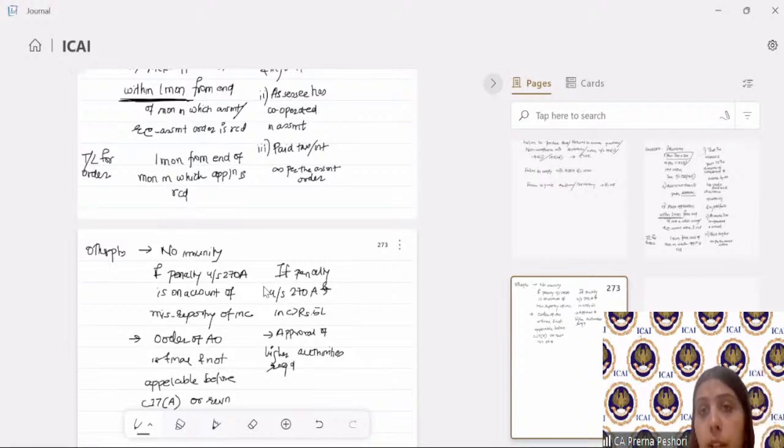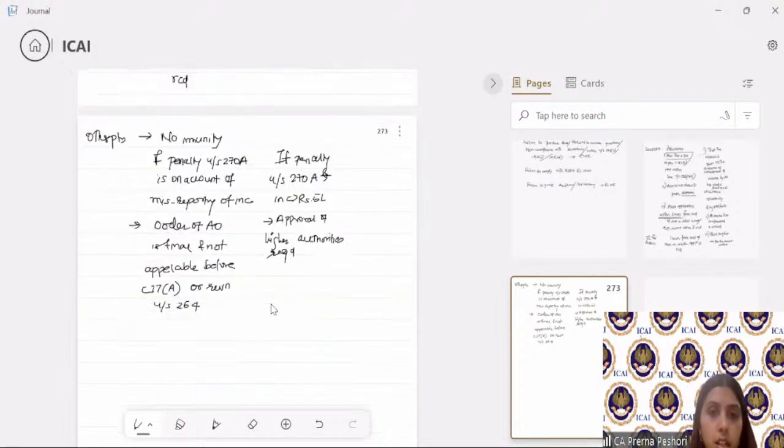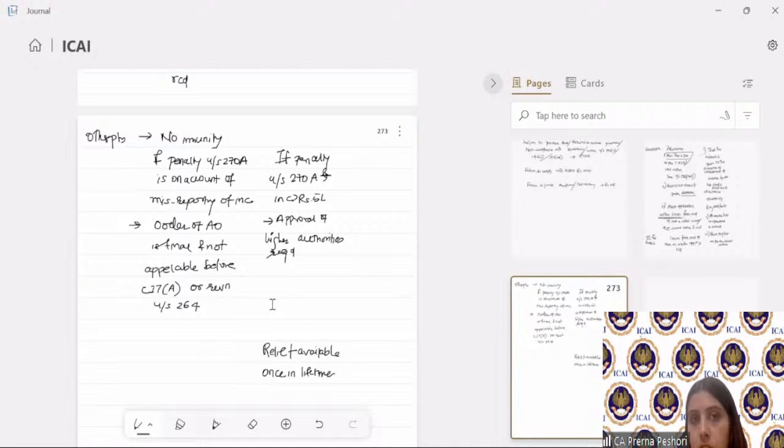But here remember one thing, this relief is available once in a lifetime. So this is a once in a lifetime opportunity which the assessee gets. So once under 273A the assessee obtains the order, he cannot ever apply under 273A again for any other assessment year.